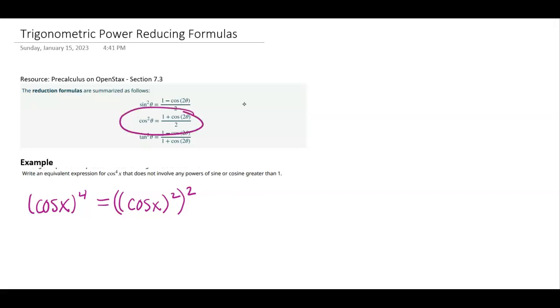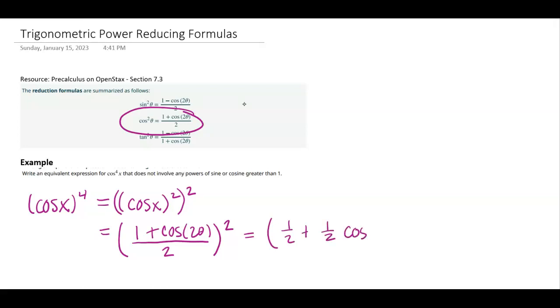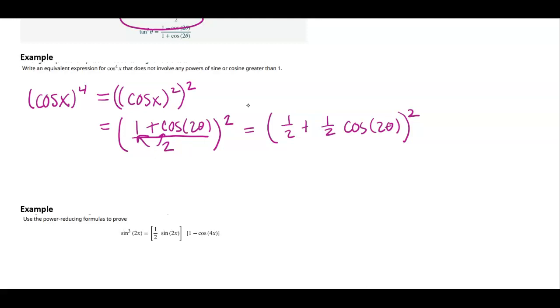So let's go ahead and substitute this piece inside. Cosine squared is 1 plus cosine 2 theta all over 2, squared. And I'm going to choose to write that as 1/2 plus 1/2 cosine of 2 theta, squared. All I did was divide up this half piece and split up that fraction. So this is going to be 1/2 times this other piece multiplied by itself.